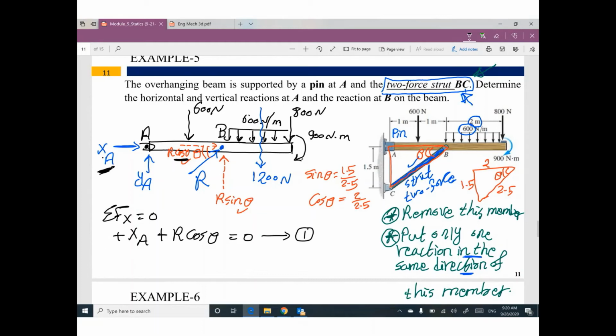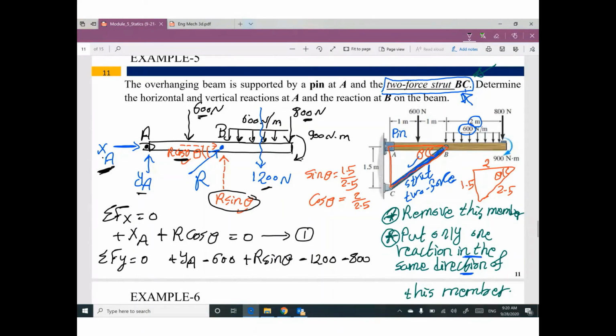Summation of all forces in y direction equals 0. We have positive YA. We have negative 600. Please don't forget any. We have positive R sine theta. We have negative 1200. We have negative 800. This one, this one, this one, this one, and this one. Nothing else, equals 0. If you look at this equation, we have two unknowns, YA and R. I cannot do anything.